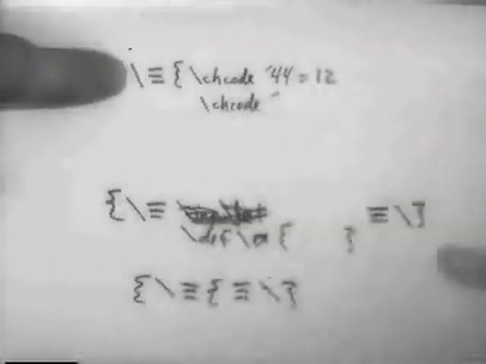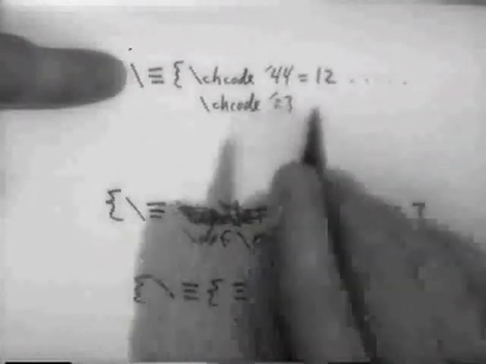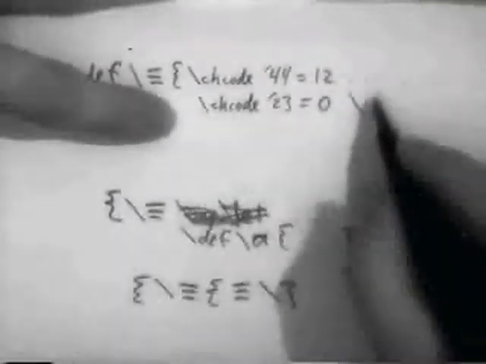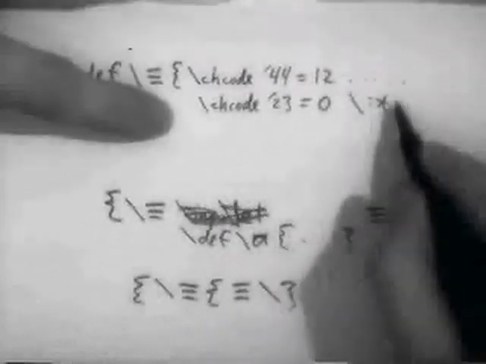I don't know what the code for equivalence is, but let's assume without loss of generality that it's 23. And I think the escape character is type 0, so I changed that to 0, let's say. And then I also selected the typewriter font, and I think I also had in here a couple of other definitions.